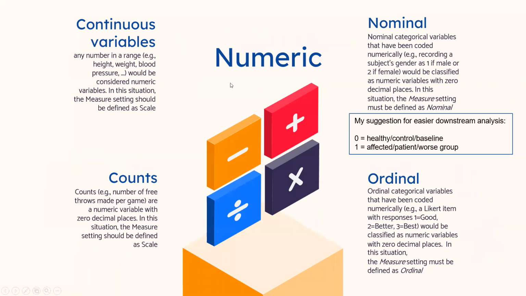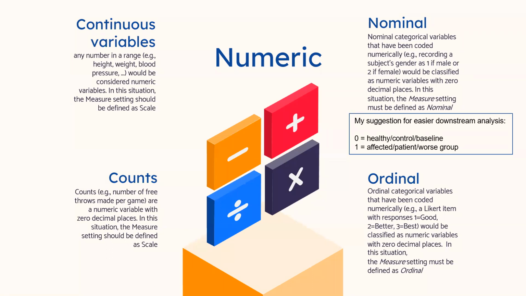So after we have defined it as numerical data, you have to know whether it's a continuous variable, whether it's a count, whether it's nominal or ordinal parameters. An example of a continuous variable is truly a number in a range, for example height, weight, blood pressure, and so on. At the end of the column on the variable page, you have to define that as scale. We will look into this later on.